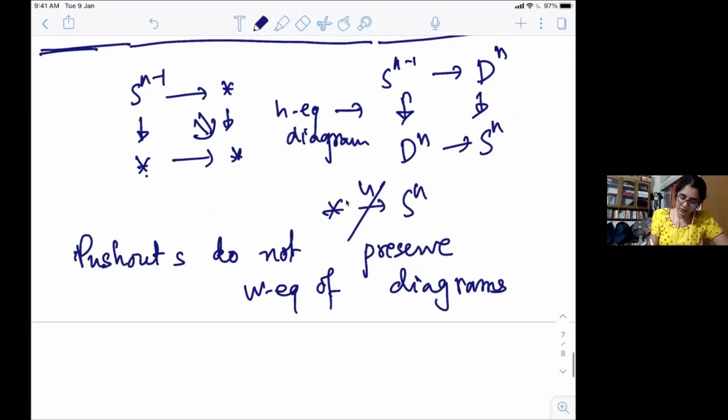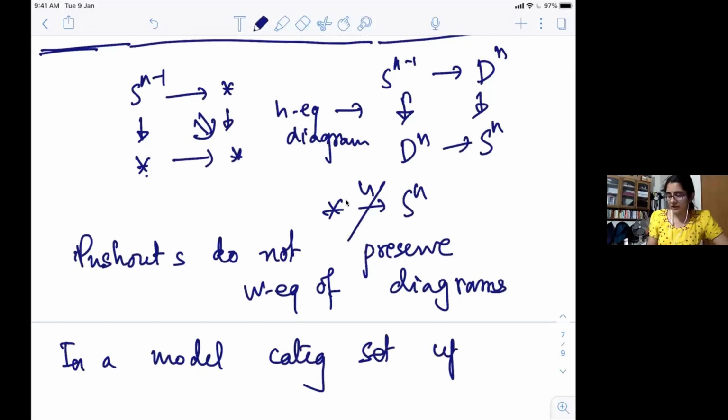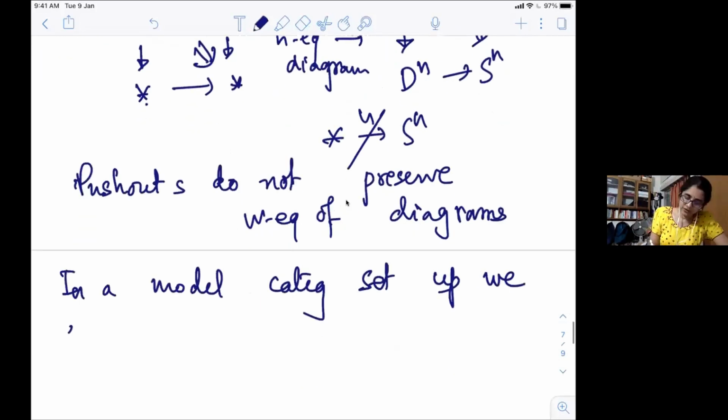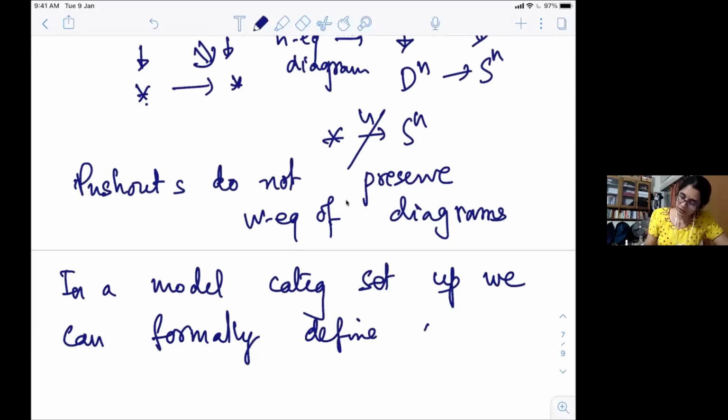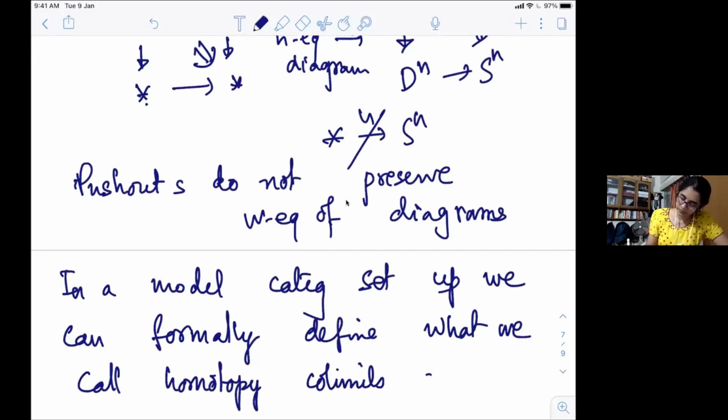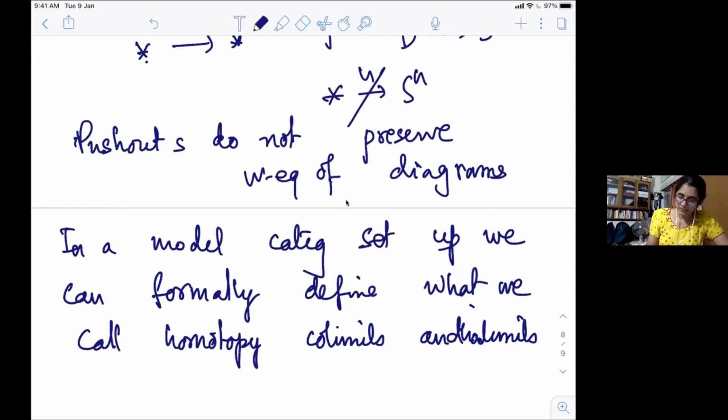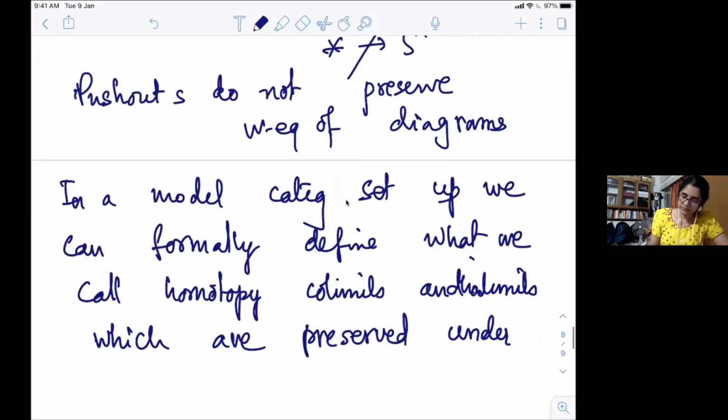So if I have a model category setup, I can actually formally define what we call homotopy colimits and limits, or homotopy limits, which are preserved under weakly equivalent diagrams.